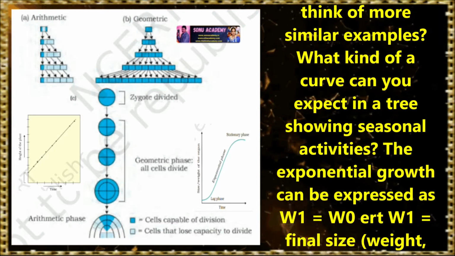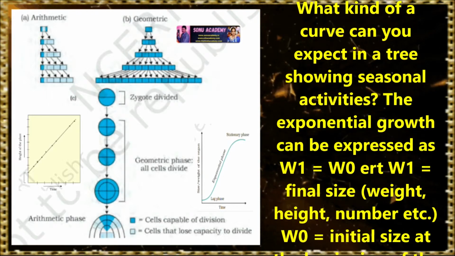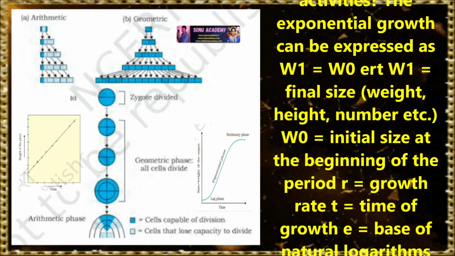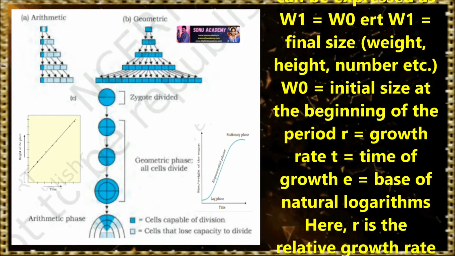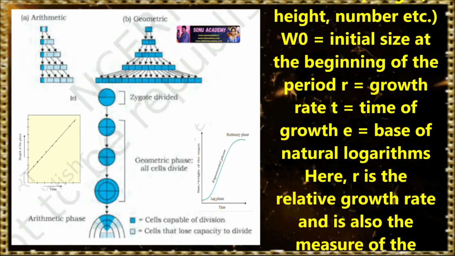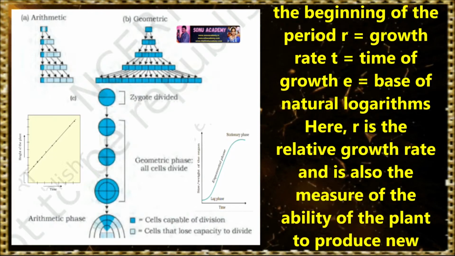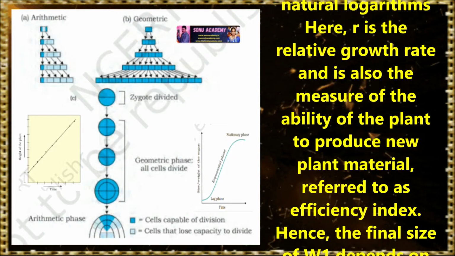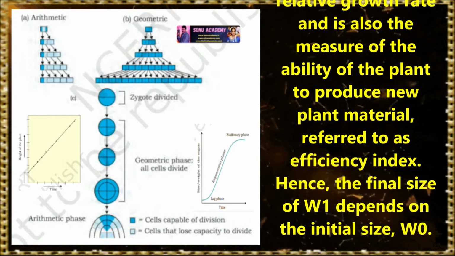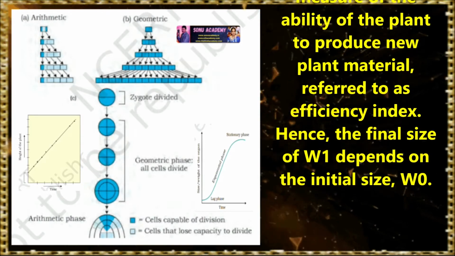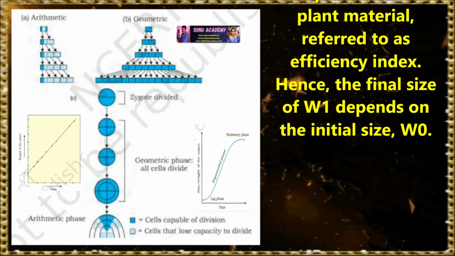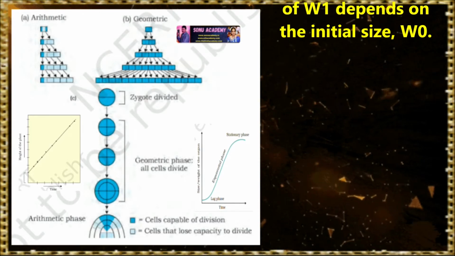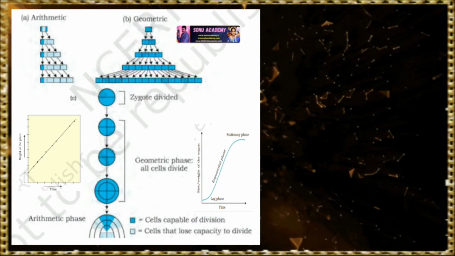The exponential growth can be expressed as W1 = W0 e^(rt). W1 means final size, for example weight, height or number. W0 means initial size at the beginning of the period, r is the growth rate, t is the time of growth, and e is the base of natural logarithms. Hence, r is the relative growth rate and is also the measure of the ability of the plant to produce new plant material, referred to as efficiency index. Hence, the final size W1 depends on the initial size W0.